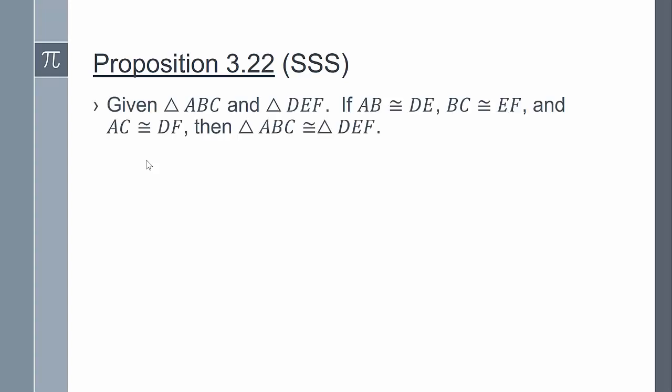Next, we'll present another criterion for showing that triangles are congruent, the side-side-side criterion. Proposition 3.22 states that given triangle ABC and triangle DEF, if segment AB is congruent to DE and segment BC is congruent to segment EF and AC is congruent to DF, then we can conclude that these two triangles, triangle ABC and DEF, are congruent.